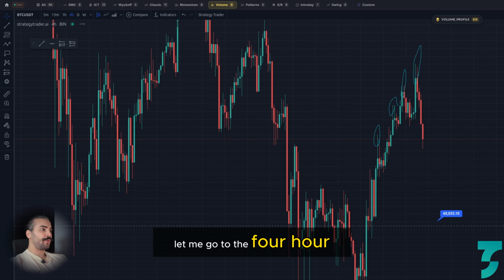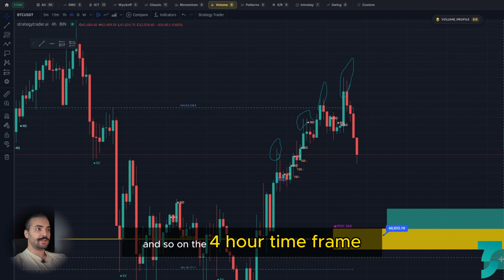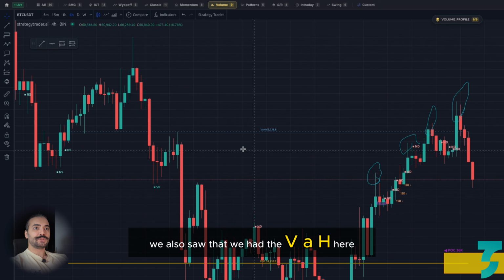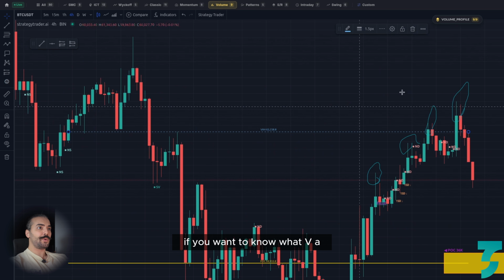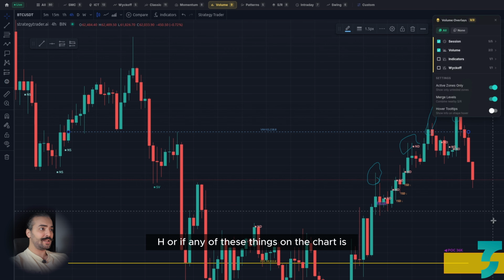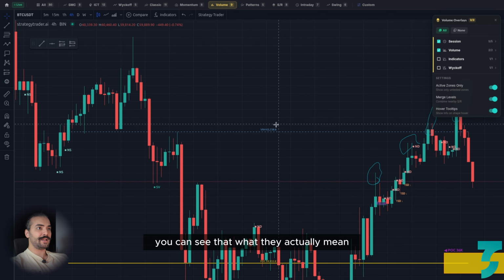Let me go to the 4-hour. On the 4-hour time frame, we also saw that we had the VAH here. If you want to know what VAH or any of these things on the chart are, just click on the overlays and hover over the tooltips. You can see what they actually mean.